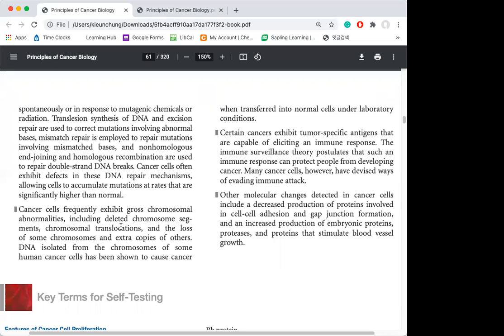Other molecular changes detected in cancer cells include decreased production of proteins involved in cell adhesion and gap junction formation, and an increased production of embryonic proteins, proteases, and proteins that stimulate blood vessel growth.